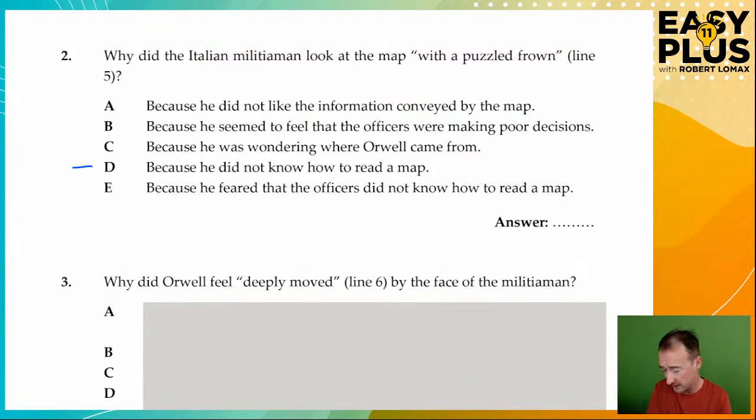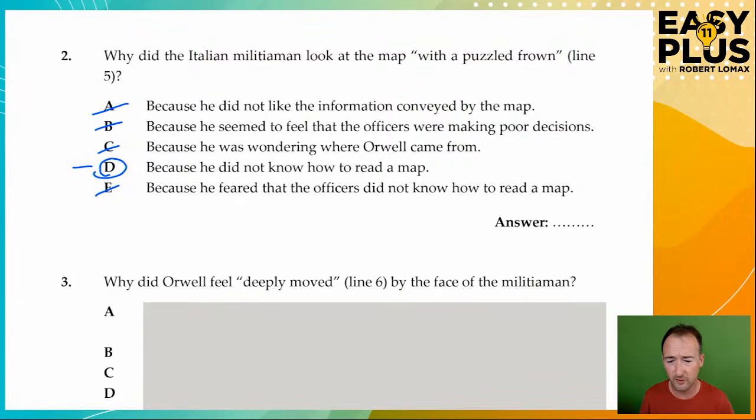No, he could not make head or tail of it. He did not like the information conveyed by the map. That isn't what not being able to make head or tail of it means. He seemed to feel the officers were making poor decisions, not relevant. He was wondering where Orwell came from, nothing to hint towards that. So in fact, D is quite straightforwardly the answer.